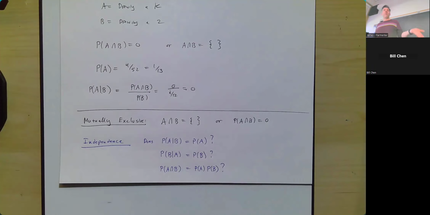So if you can show that one of these things is true, all of them are true. Or if you can show that one of these things is not true, then all of them are not true. So to test for independence, you test to see if one of these is true. If it's true, then the events are independent. If it's not true, then the events are not independent. Or you could say dependent, I suppose, if you want to use a more concise language.